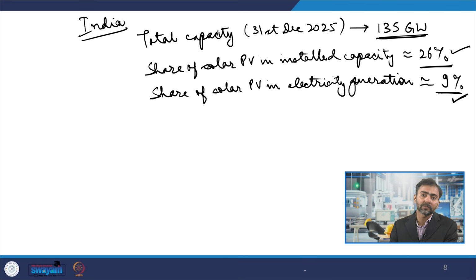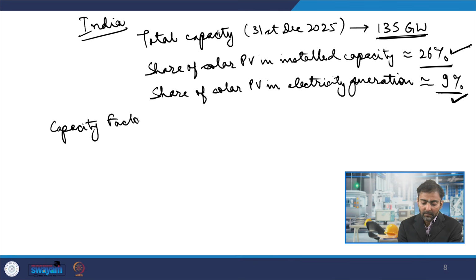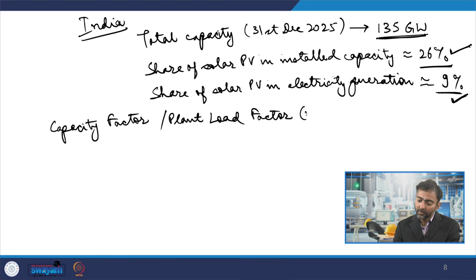As we talk about the good points of solar PV, we should be aware of the shortcomings or drawbacks. Why is this happening? Why is that 26% share in installed capacity only giving 9% share in electricity generation? For this, we need to look a little deeper into one very important concept related to power generation, which is known as the capacity factor, or also known as the plant load factor, in short many times called PLF.